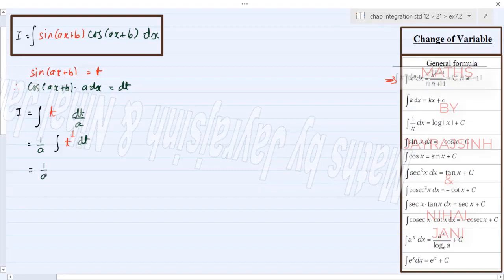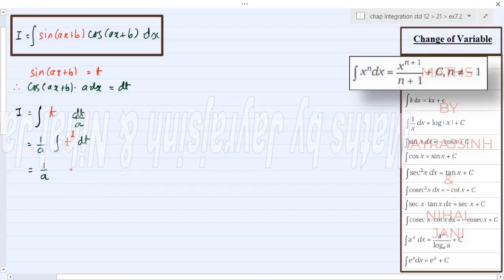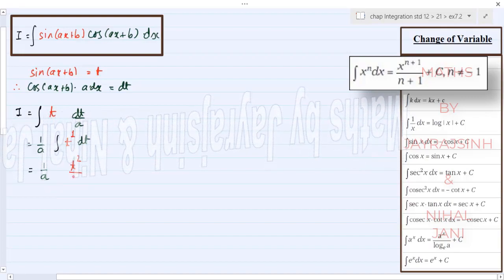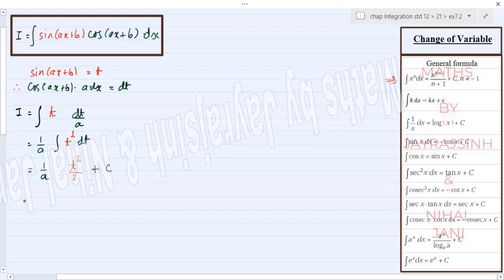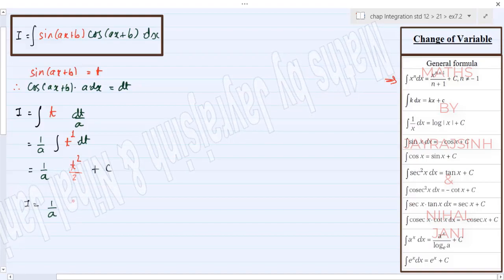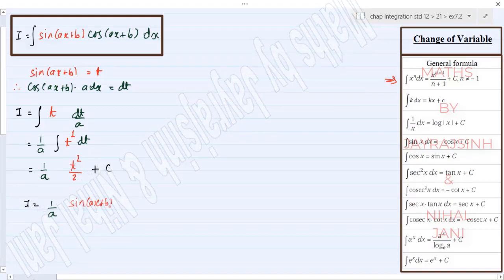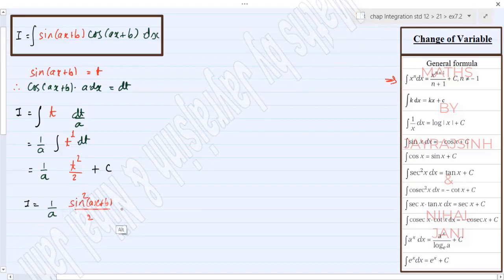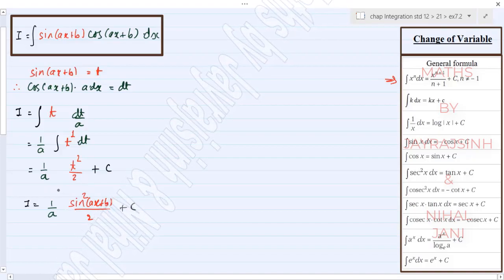So our 1 upon a will be as it is, the integration of t raised to 1 will be t raised to 1 plus 1, or we can say t square by 2 plus c. Now to get the final answer, we just have to substitute the value of t, which is sin(ax plus b), the whole square by 2 plus c. So this is your final answer.